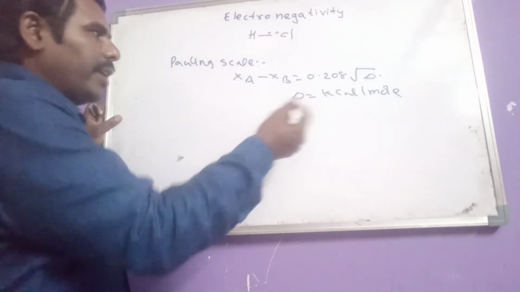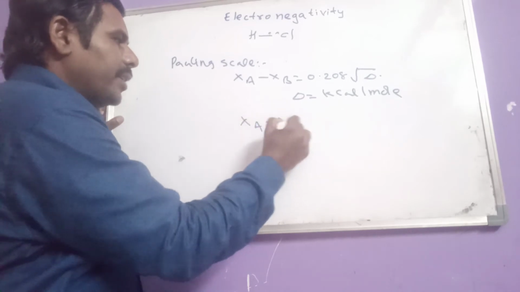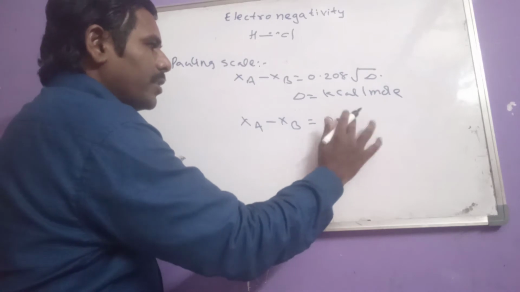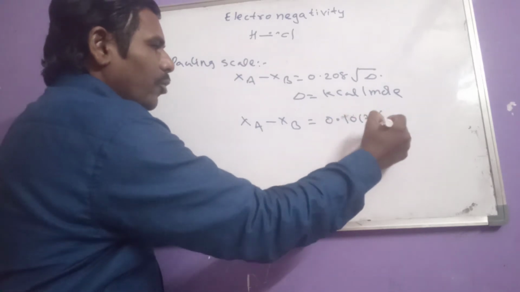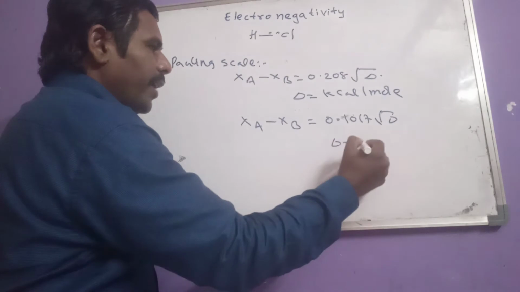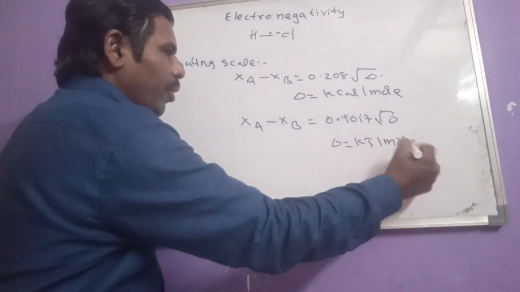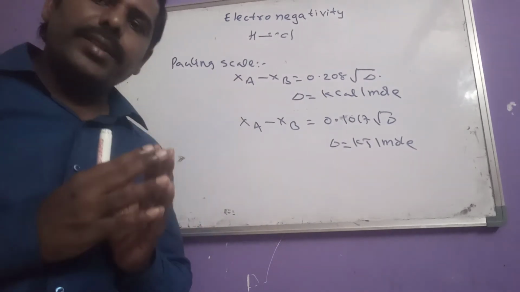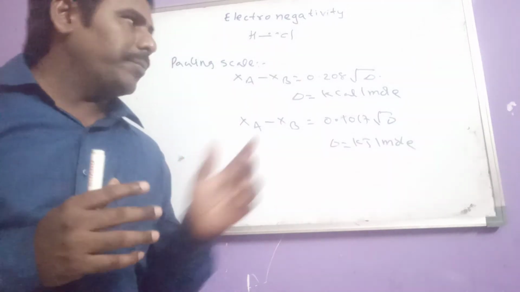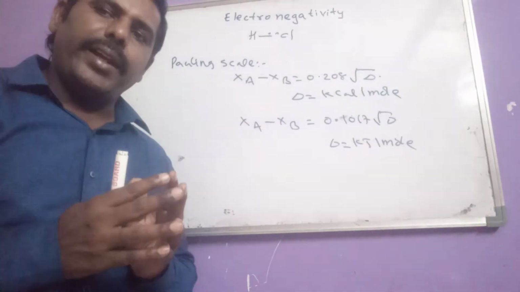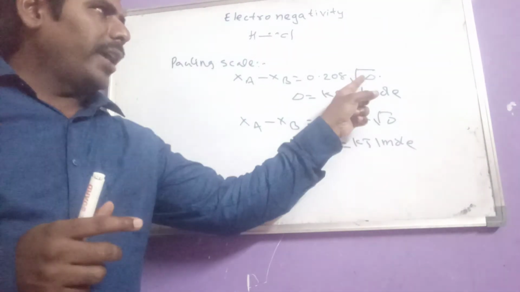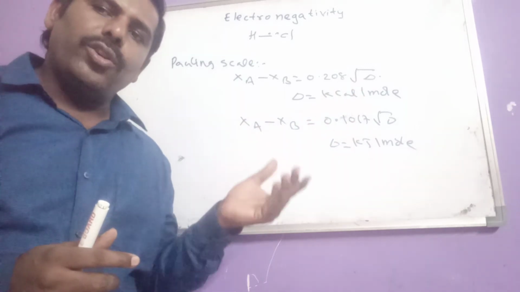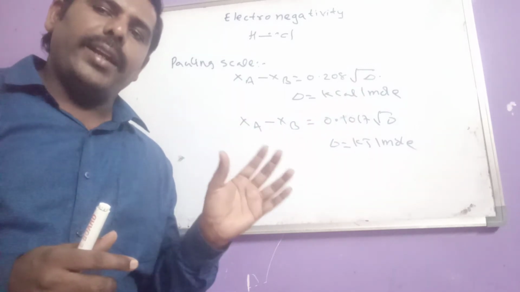Let us know. And another formula is also there. Xa minus Xb equals 0.1017 into root delta, when the delta value is given in kilojoule per mole. We have to use this formula. Here, Xa means electronegativity of atom A, Xb means electronegativity of atom B, and delta means which one? That we can calculate by using bond energies.